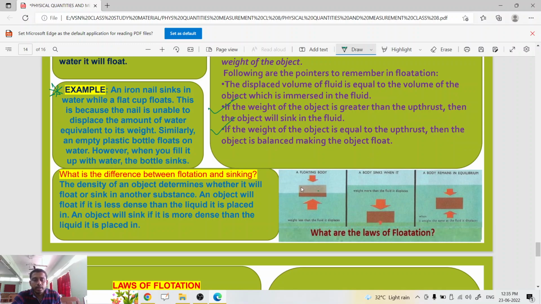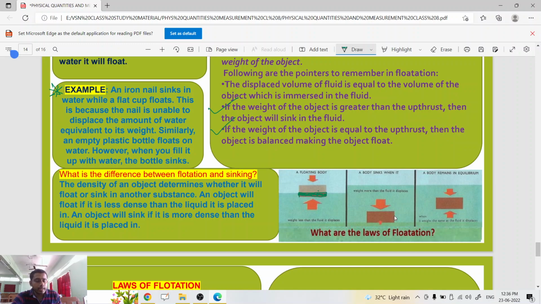From this first figure, you can see this portion is just below the water level. So from this case, the upthrust that is given by the liquid is greater than the weight of the floating body. That's why the body will float. Also, you can see the weight of the water displaced by the lower portion is greater than the whole weight of the body.